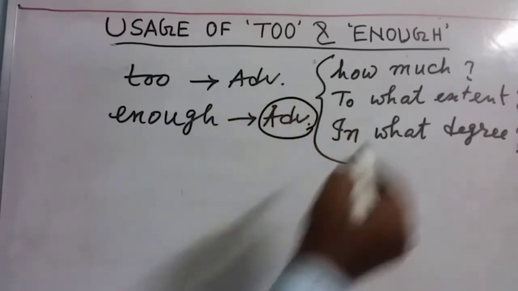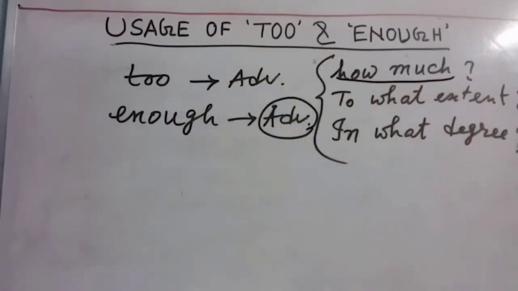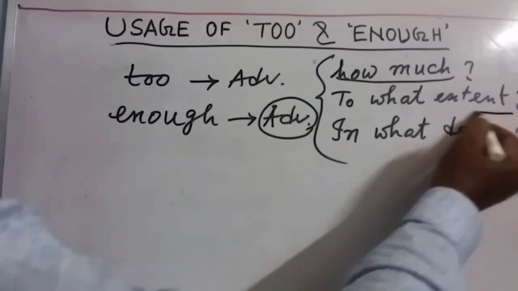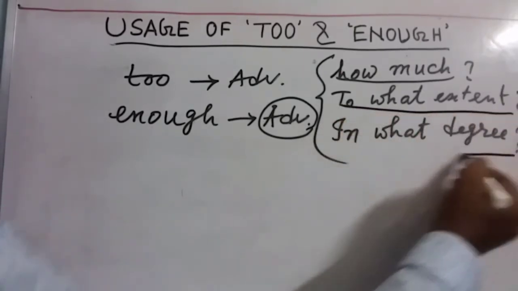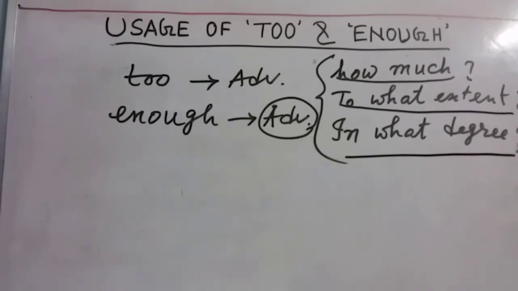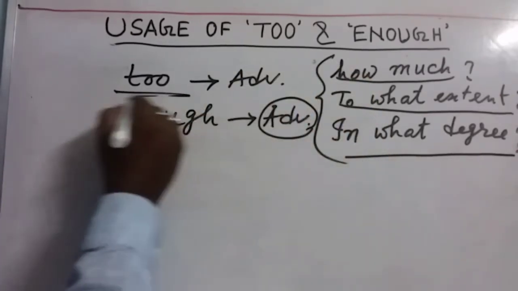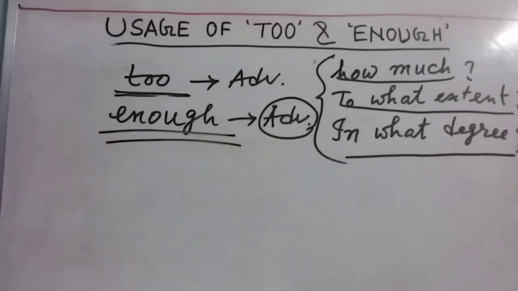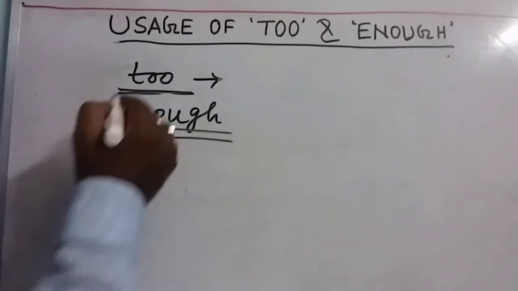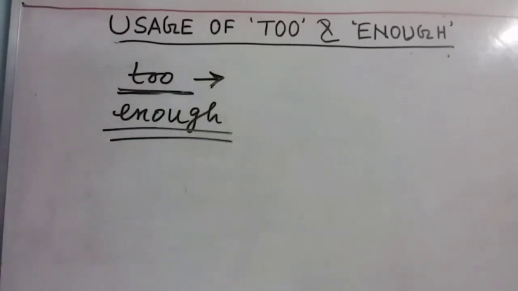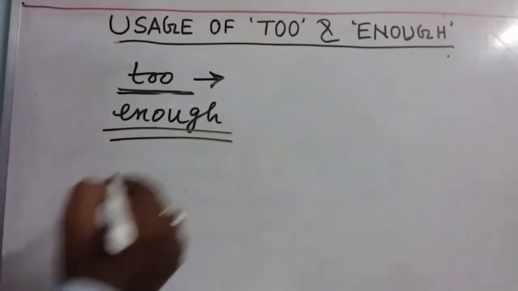That means if you ask the verb by how much, obviously you will get a quantity, and it is called an adverb of quantity, or you can say adverb of degree, because you get the answer to what extent or in what degree. So too and enough, both of these words are basically adverbs. But friends, as I told you, too is used in formal English in negative sentences. I'm just giving you an example.